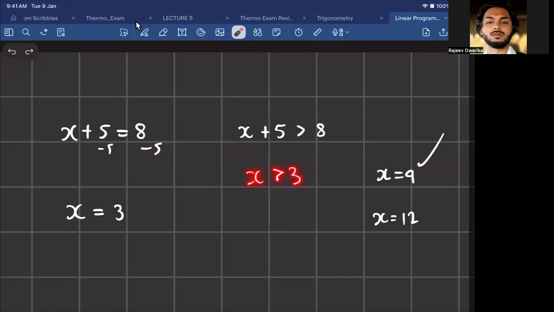Sahara, I realized that even numbers like 3.1 would work, right? What's 3.1 plus 5?